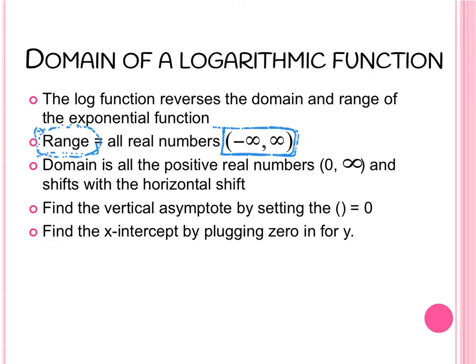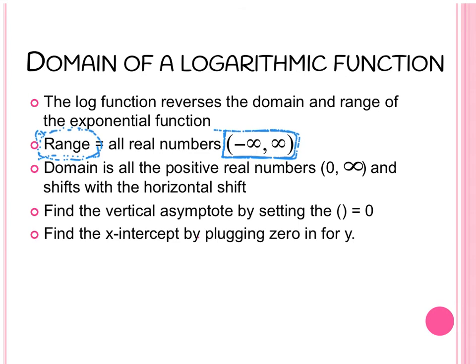We can find the vertical asymptote by setting the parentheses equal to 0. And this means that if we have log base b of x, we set this x equal to 0 to find our vertical asymptote. And then we can find the x-intercept by plugging in 0 for y. So same thing that we've been doing before.